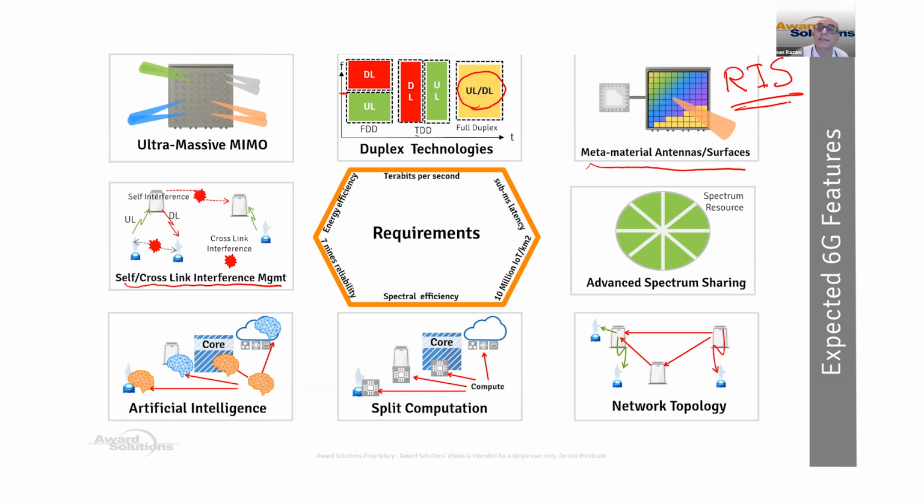Interestingly, RIS is a rather cheap and, relatively speaking, easy thing to manufacture and do. It's a very active area of research, both in academia and in industry. And we think that it's one of the most important enablers of the terahertz spectrum.